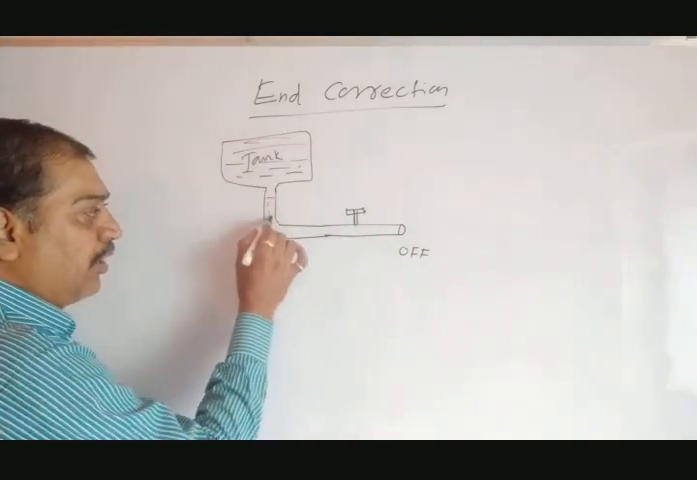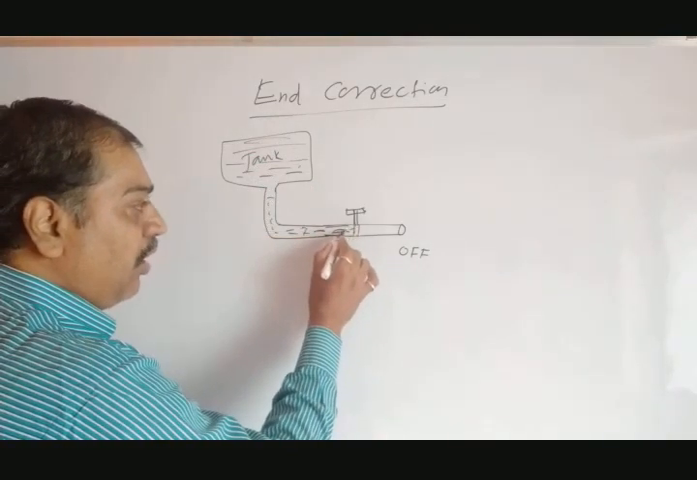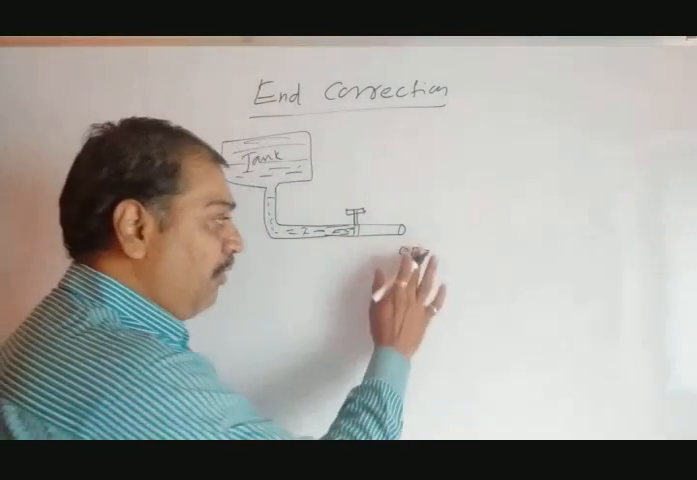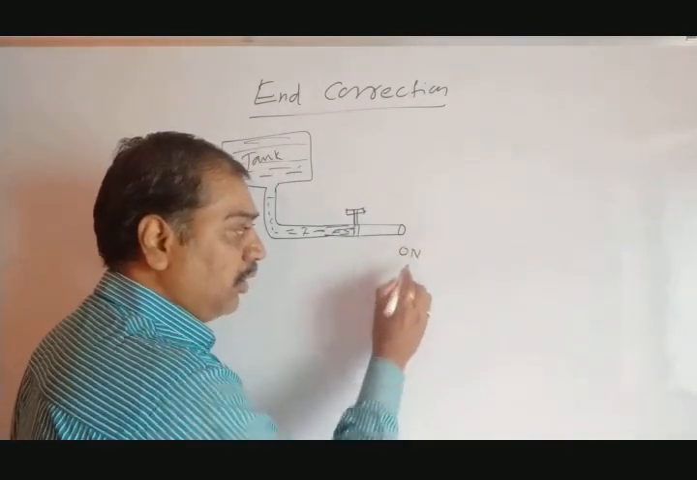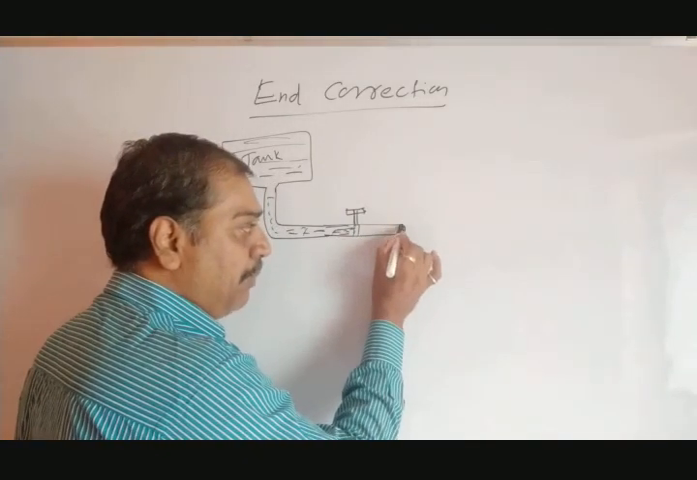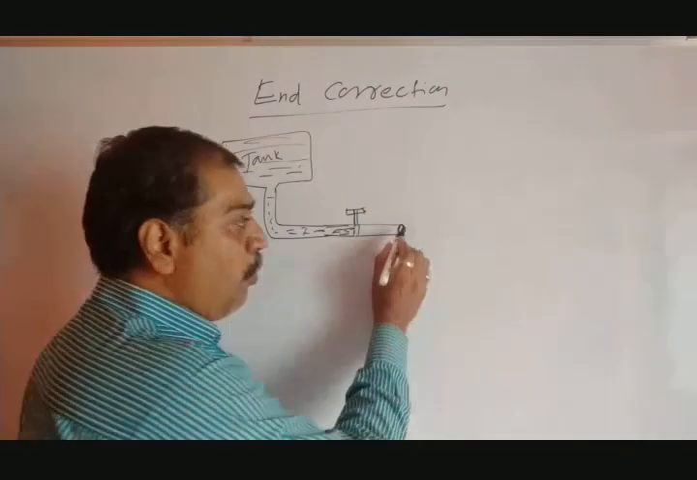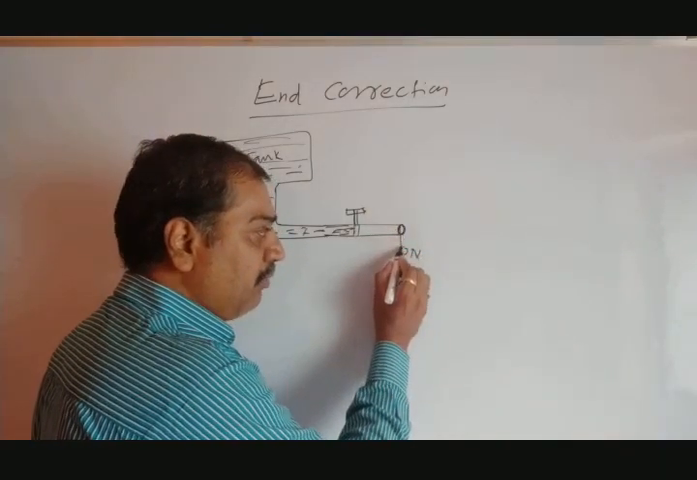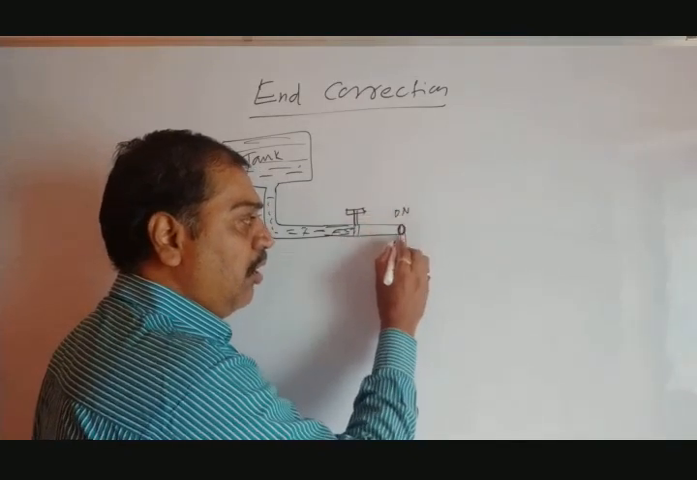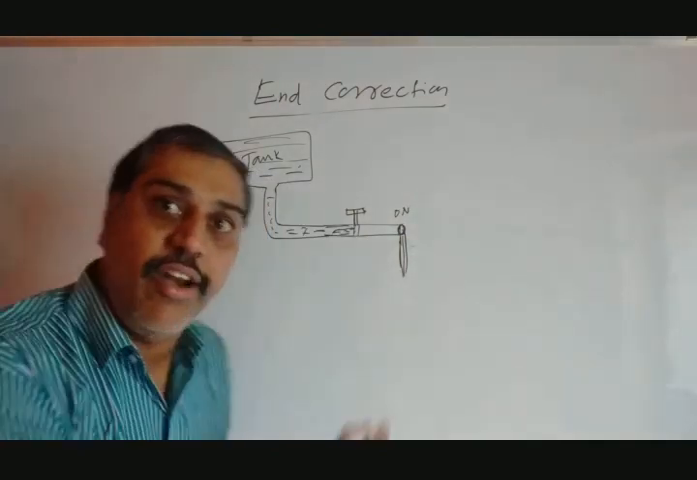Suppose the tap is off. In that case, the water gets collected here. It can't come outside. But when we switch on the tap, you can see we have the pipe up to this part. This is the end of the pipe. So when we open the tap, it would seem that water must fall down from here in a downward direction, because there is the end of the pipe.